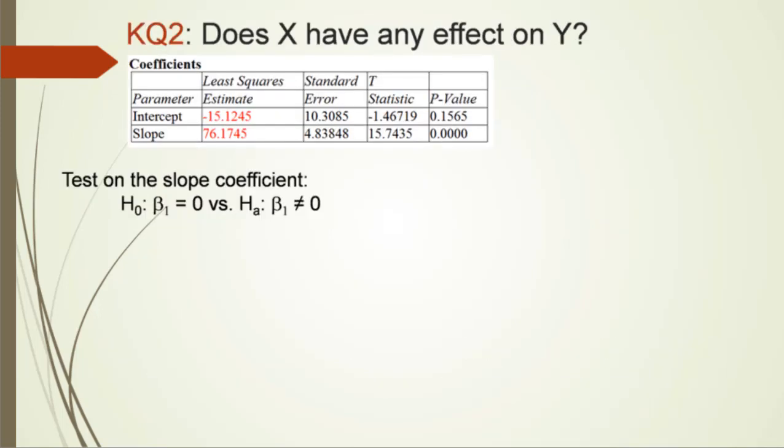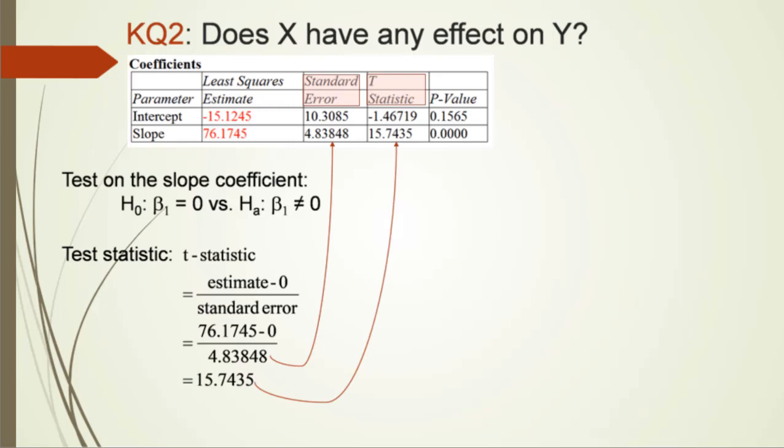Based on the coefficient table, we can also answer the second key question, that is whether x has any effect on y. The effect of x on y is measured using the slope coefficient. The null would be x has no effect on y, meaning for any change in x, y does not change at all. So the slope coefficient, or beta 1, should be 0. If x has an effect on y, beta 1 should be non-zero. The alternative is beta 1 is different from 0.